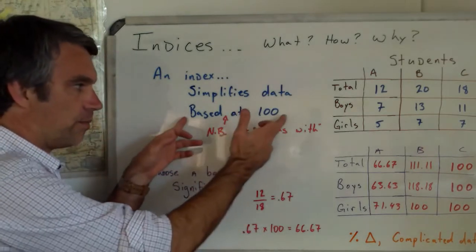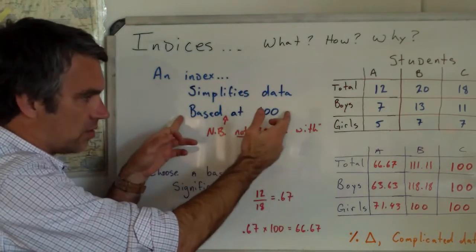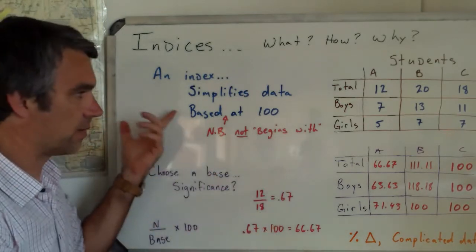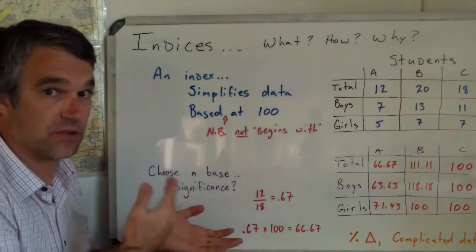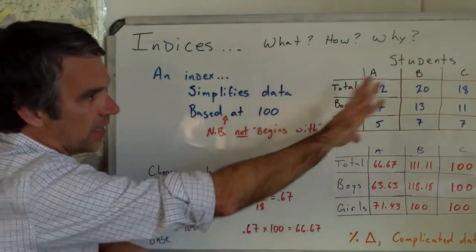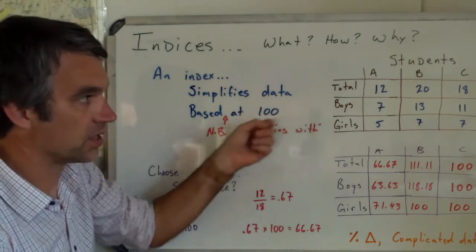When you make an index, its base is always at 100, but that doesn't necessarily mean it begins with 100. Oftentimes bases are chronological, and it's rare that you would make the base year the first year in that chronology, but you might. Okay, so these are my classes, and I'm just showing the total and then the boys and girls in each.